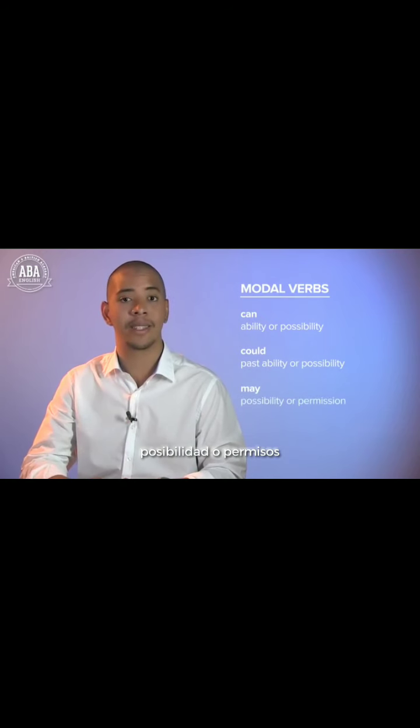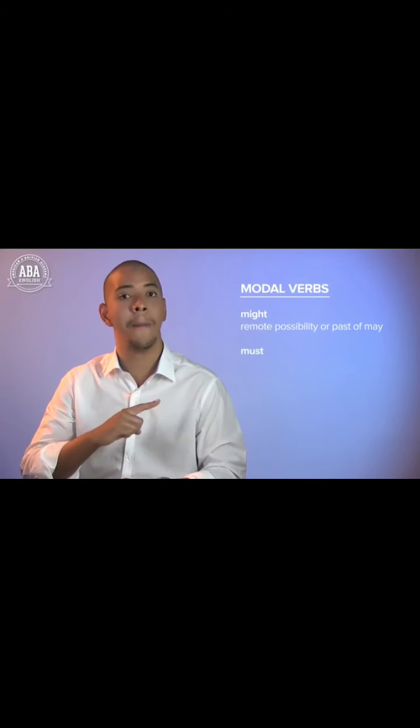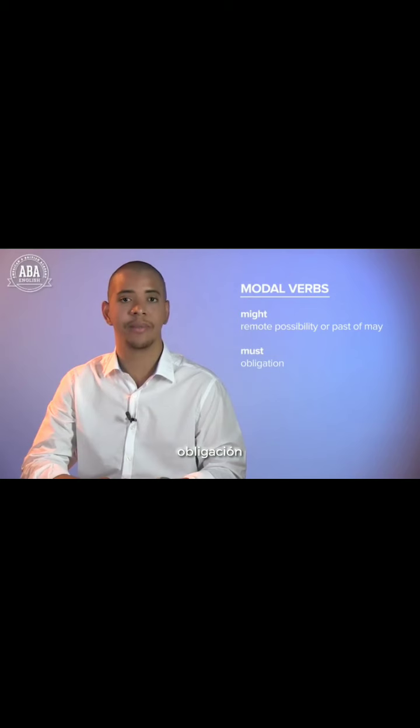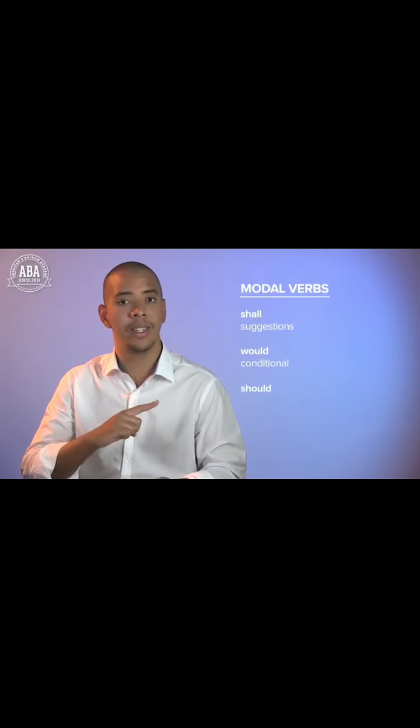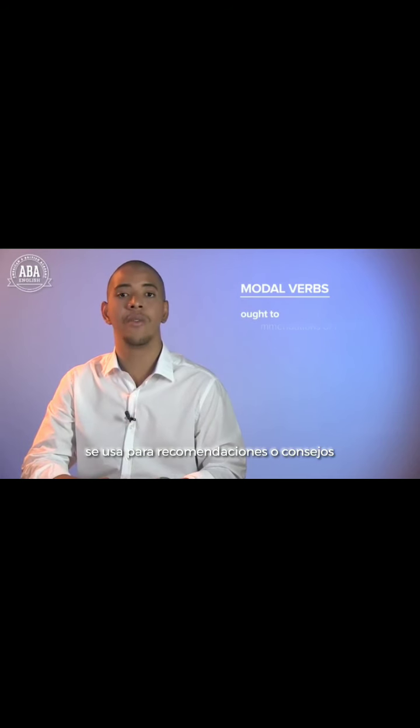May is used for possibility or permission. Might is used for remote possibility or as the past of may. Must is used for obligation. Will is used to form the future. Shall is used to make suggestions. Would is mainly used in conditional sentences. Should is used for recommendations or advice. Ought to is used for recommendations or advice.